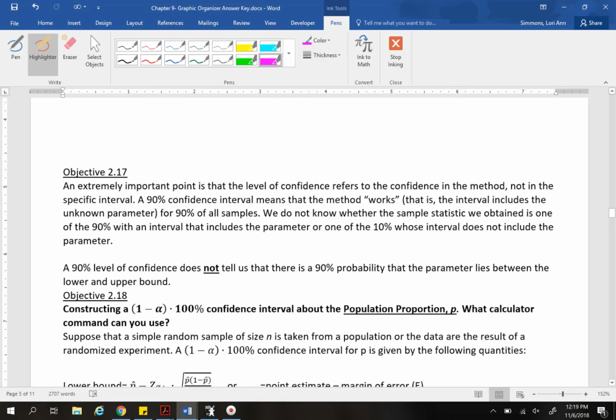An extremely important point is that the level of confidence refers to the confidence in the method, not in the specific interval. A 90% confidence interval means that the method works. That is, the interval includes that unknown parameter that we're looking for in 90% of all samples. We do not know whether the sample statistic we obtained is one of the 90% with an interval that includes a parameter or one of the 10% whose interval does not include the parameter. A 90% level of confidence does not tell us that there is a 90% probability that the parameter lies within the lower and upper bound.